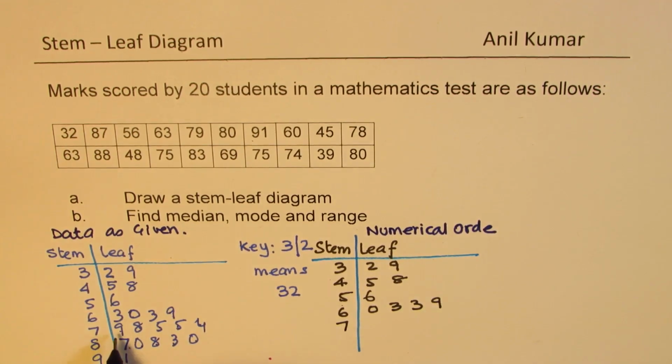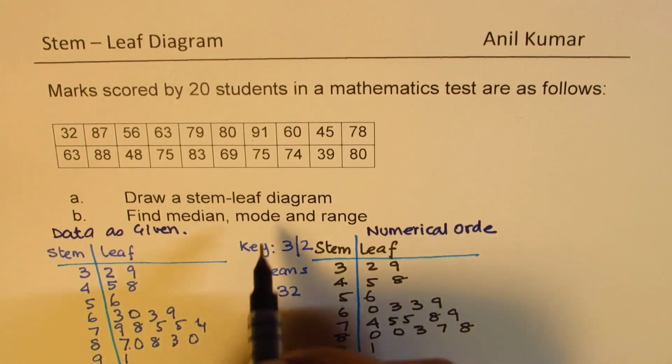And with 7, we have 9, 8, 5, 5, 4. So we'll place 4 first, then 5, 5, 8 and 9. And then we have 8, which is 7, 0, 8, 3, 0. So 2 zeros comes first, and then 3, and then we have 7 and 8, and lastly 9 and 1. So that becomes our final answer for part A.